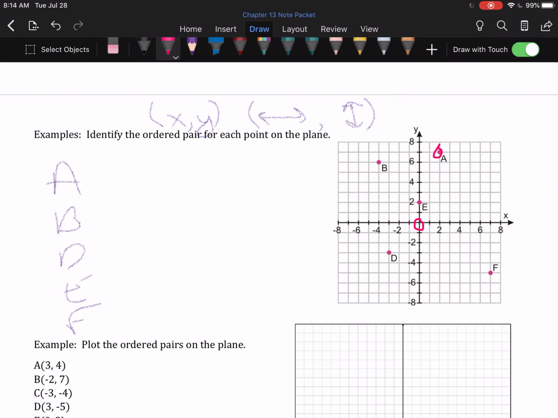Well, I have to go right 2 places. Then I can turn and go straight up 1, 2, 3, 4, 5, 6, 7 places. I have to go right 2, up 7. That means the ordered pair for A is (2, 7). Both numbers are positive because I went right, which is positive, then up, which is positive.